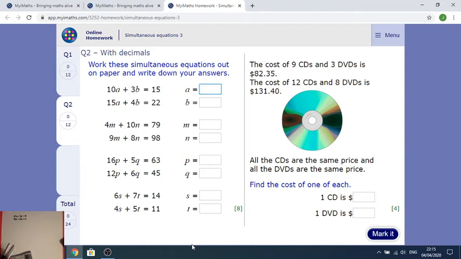Okay, so we've got question 2 of the Simultaneous Equations 3 exercise. It says with decimals, so we can expect some of our answers at least not to be nice, neat, whole numbers. Here's the first one. So 10a plus 3b equals 15.